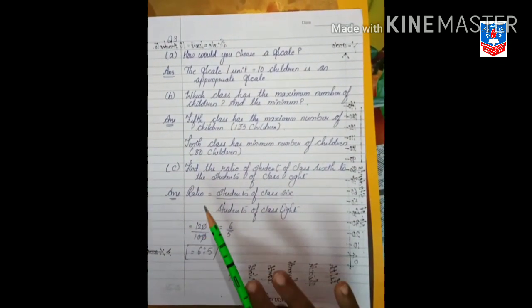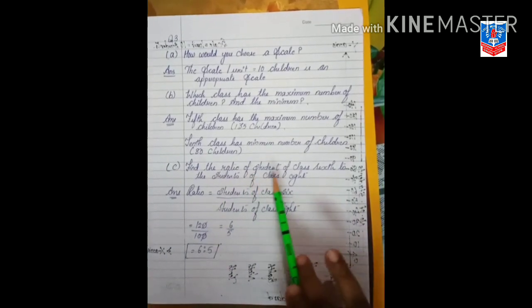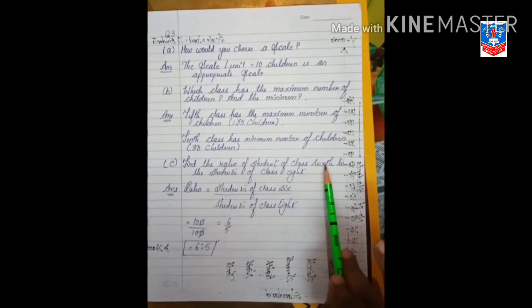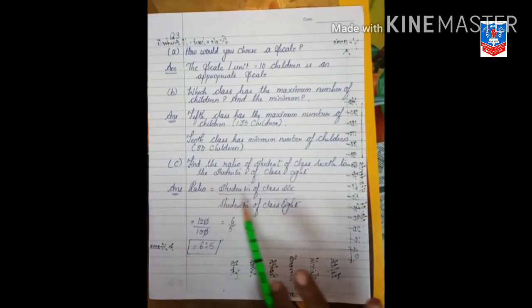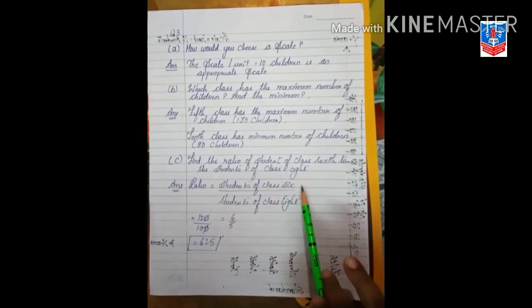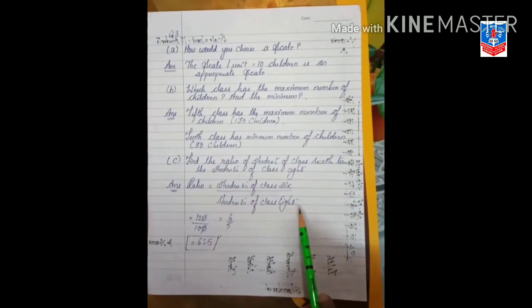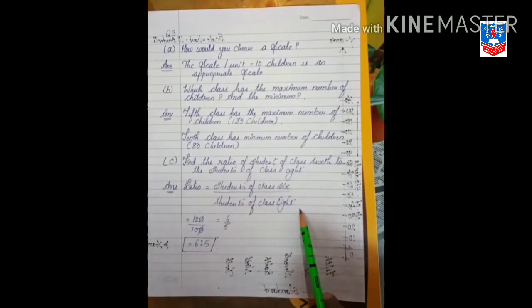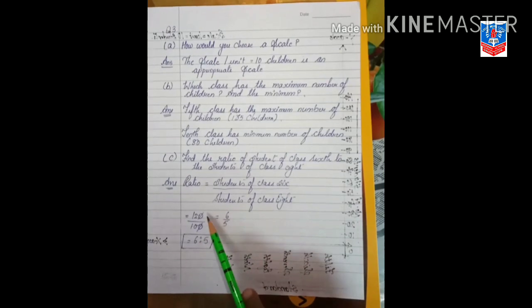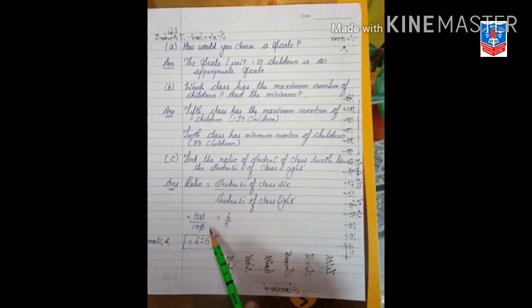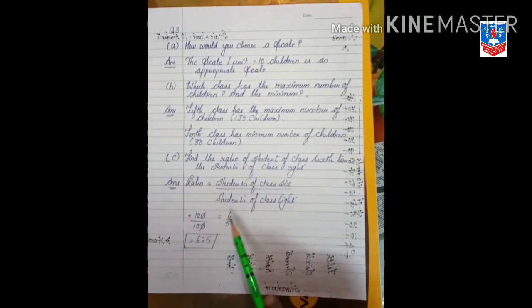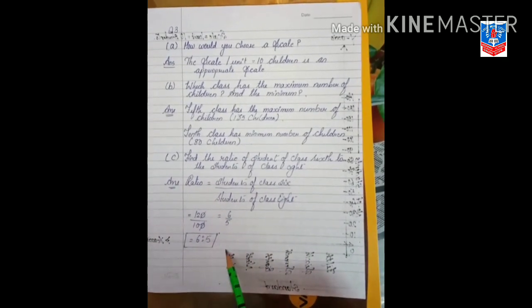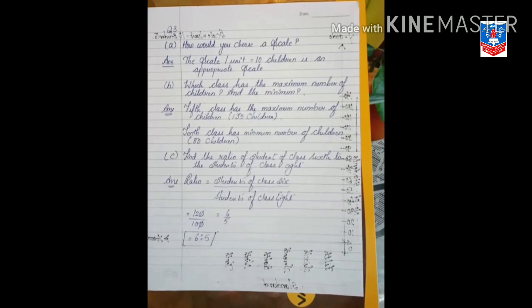Now the third question is, find the ratio of student of class 6 to the student of class 8. Now ratio is equal to student of class 6 divided by student of class 8. Now in 6th standard there is 120 students, that is divided by student of class 8, that is 100. So our ratio is 6:5. Is it clear?